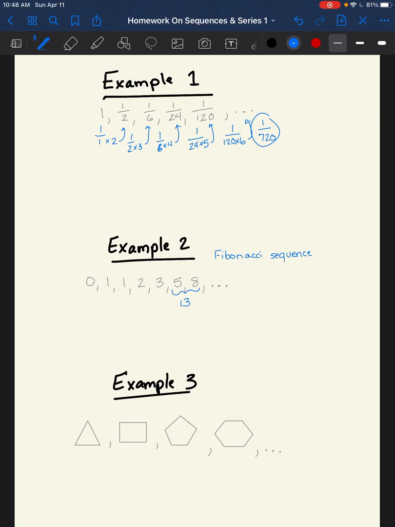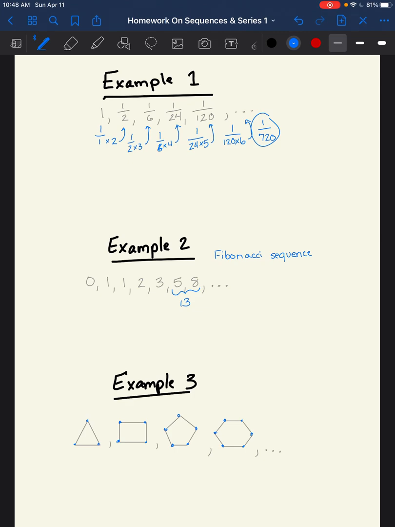This last one is also a sequence. Notice it starts off with a triangle, which has 3 corners, 3 sides. Then we go to a rectangle, which has 4 sides, 4 corners. Then we have a pentagon, which has 5 corners or 5 sides. A hexagon, which has 6 corners or 6 sides.